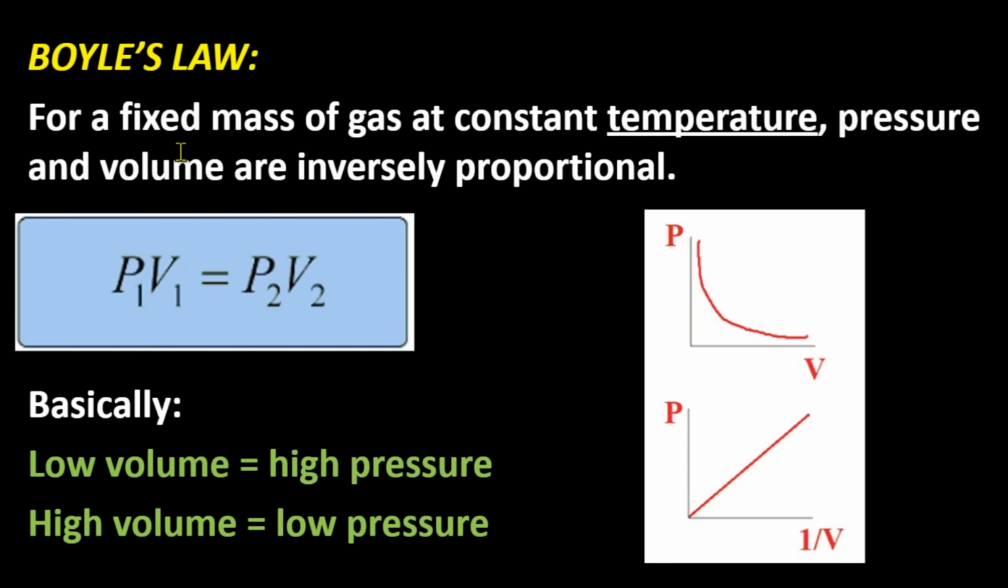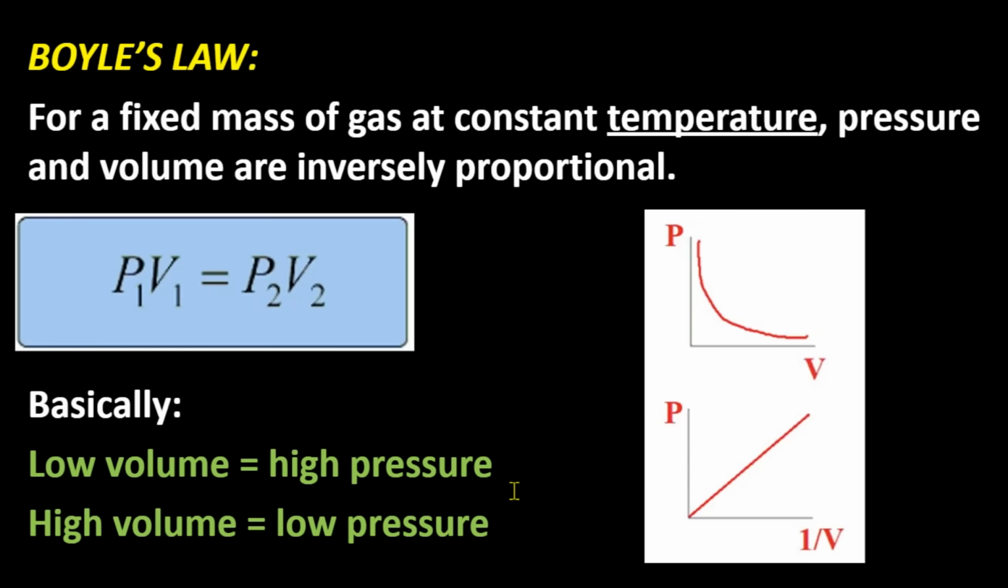Boyle's law states that for a fixed mass of gas at constant temperature, pressure and volume are inversely proportional. The formula is given as P1V1 = P2V2. Basically, this means with a low volume, there's going to be high pressure, and with a high volume, there's going to be low pressure. And this is what the graphs would look like here.